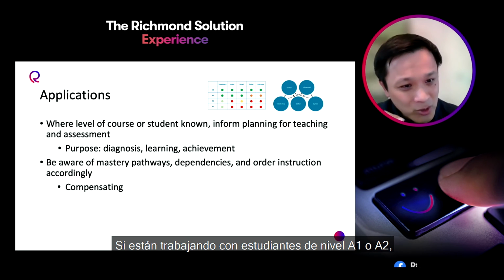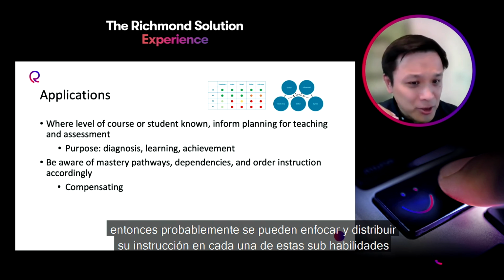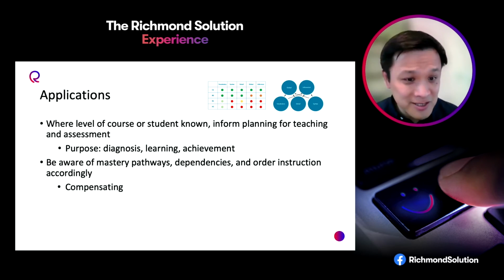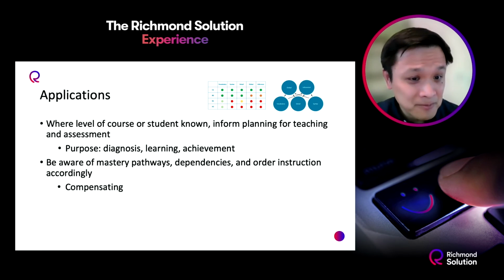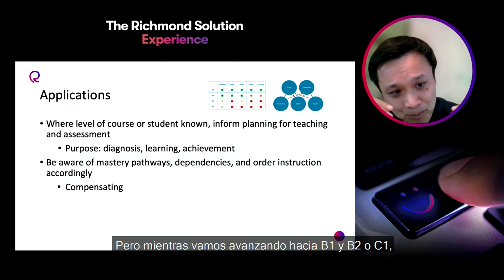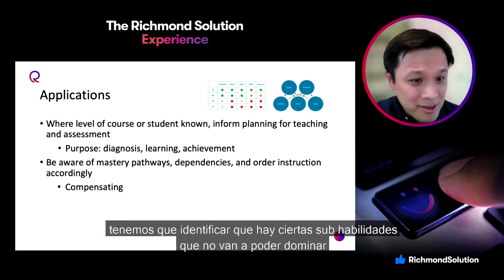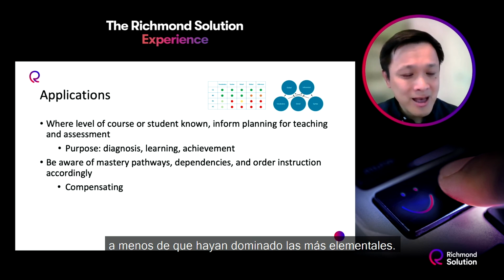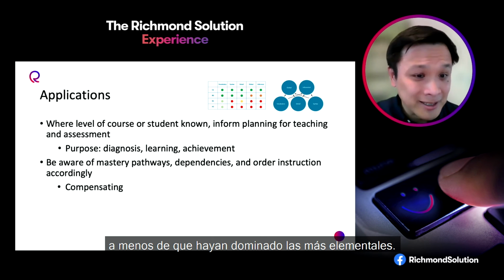If you're working with learners at the low level, A1 or A2, then you can probably spread out your instruction across all these different subskills because each one of them can help them with their listening and reading. But as you're moving up to B1 and B2 and C1, then you have to know that there are certain subskills that they're not going to be able to master unless they have mastered the earlier, more elemental subskill involved.